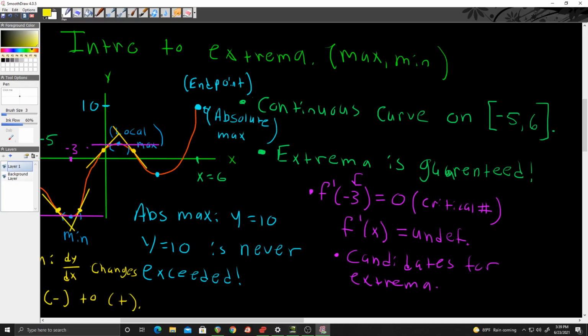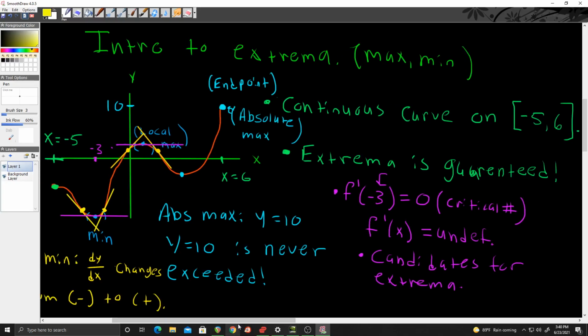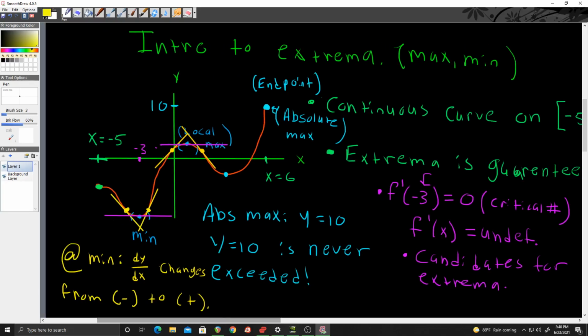Any continuous closed curve, you're guaranteed to find extrema. A max and a min. So all you need is continuity to guarantee extrema. If you have continuity, you're going to have extrema, 100% guaranteed. So then, how do we find them? Well, the maxes and mins are going to happen when the derivative is 0, when the slope is 0.